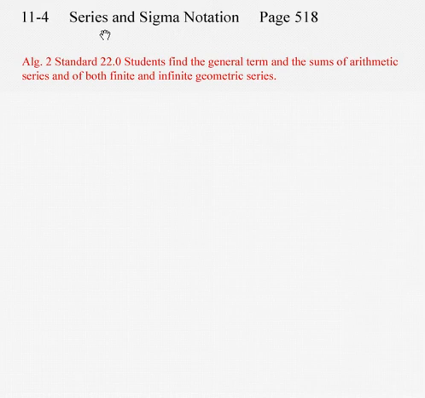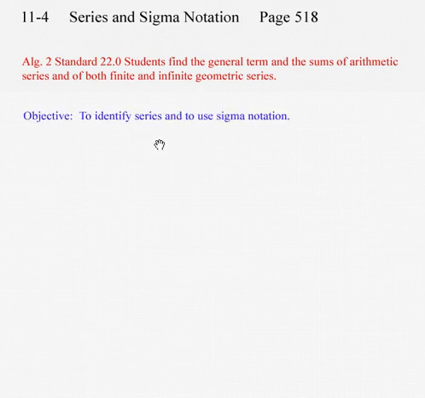In section 4, we're talking about series and sigma notation, and this is part of Algebra 2 State Standard number 22. Students need to find the general term in the terms of arithmetic series and both finite and infinite geometric series. Our objective is to identify series and to use sigma notation.